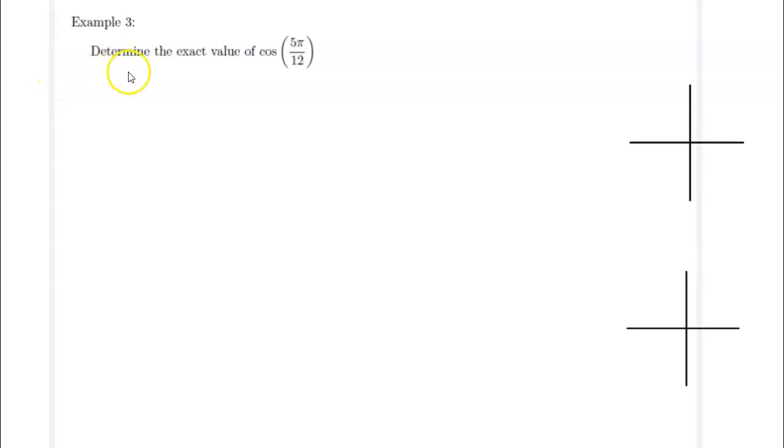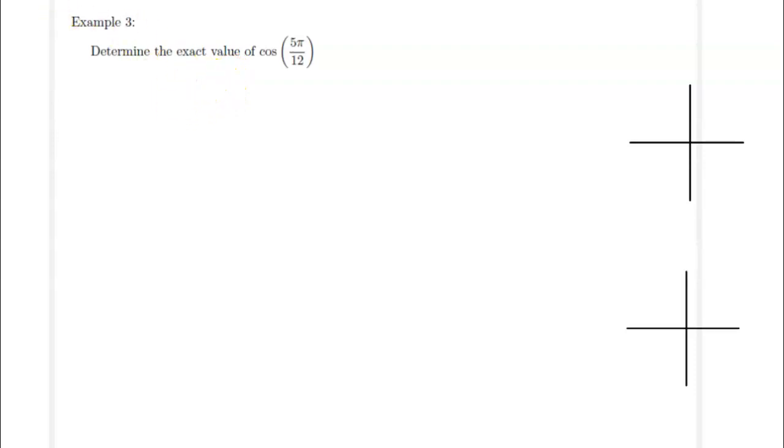Here we are going to determine the exact value of cos 5 pi over 12. Now, 5 pi over 12 is not one of our special angles. So we are going to have to break this down into two pieces, whether two pieces that are being added together or two pieces that are being subtracted to determine the exact value. And that means we will have to use our compound angle formulas.